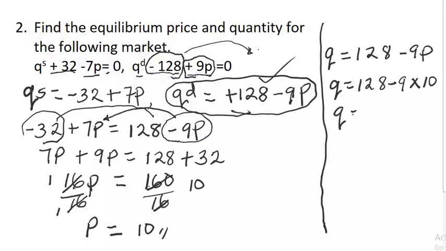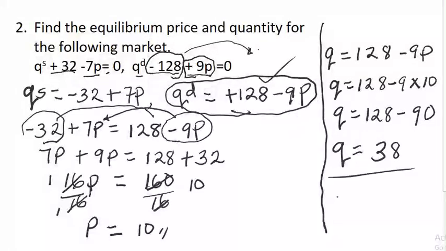Q equals 128 minus 9 times 10 will give us 90. To get the quantity, we subtract 128 minus 90 will give us 38. So we have our answers. Equilibrium price P is 10 and the quantity Q is 38. I hope this is clear.